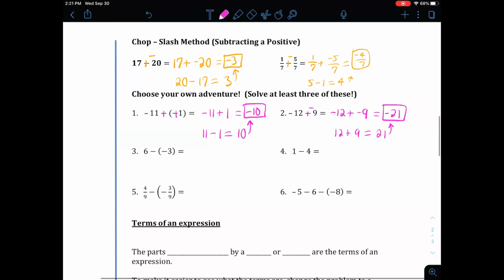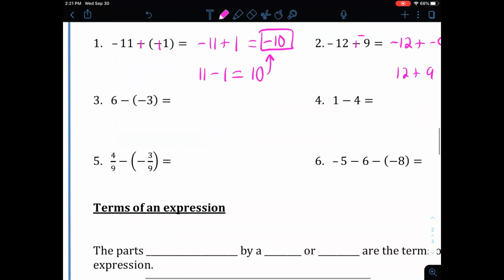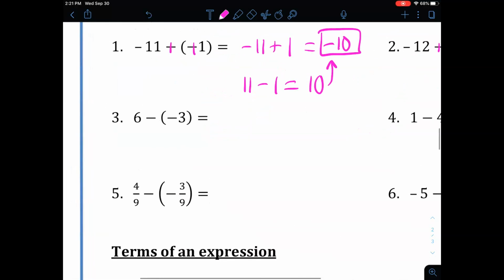Okay, hopefully you did good in those first 2. 3 and 4. Number 3, we have 6 minus -3. Is this chop or chop slash? This is chop, or change the sign, add a line. We are subtracting a negative, same thing as adding a positive. So we're going to have 6 plus 3, and that's an easy one to solve.